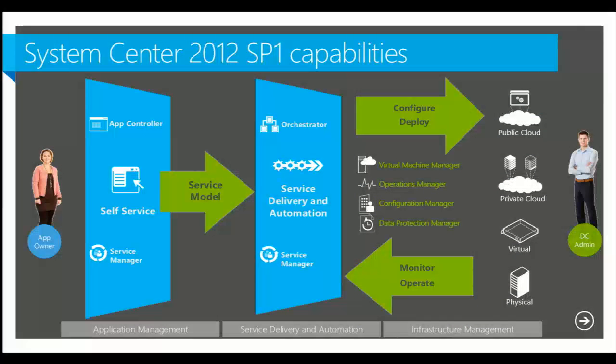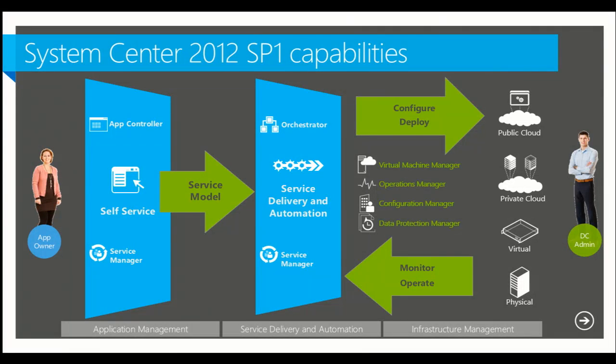Now, just a quick overview of the System Center 2012 capabilities. On the left-hand side, we've got an application owner. The application owner has two portals available to her to do some self-service stuff. She can go to App Controller to deploy a business service, and she has Service Manager as a self-service portal. This self-service portal enables you to put in service requests in your Service Manager process and then connect it to Orchestrator so it can be automatically provisioned or put to work.